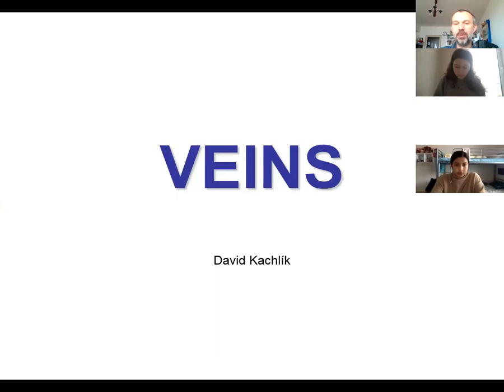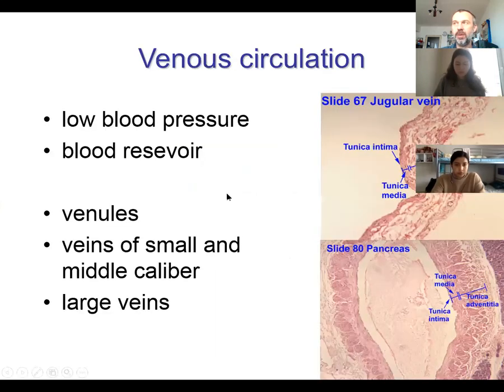We are going to talk about the topic of veins today. Know that the venous system serves for return of the blood back to the heart. The differences between the arterial and venous system is, of course, the level of oxygen. But there are some other differences.